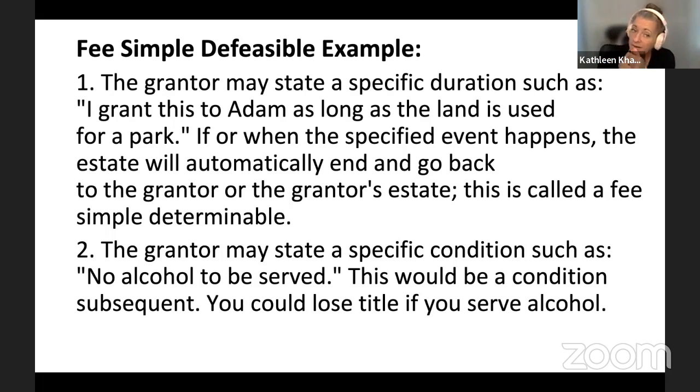that is a foundation for having the property given back to the grantor. A grantor may state that there's a specific condition in the deed, such as no alcohol to be served on said property. This would be a condition subsequent. You could lose your title if you serve alcohol on your property.